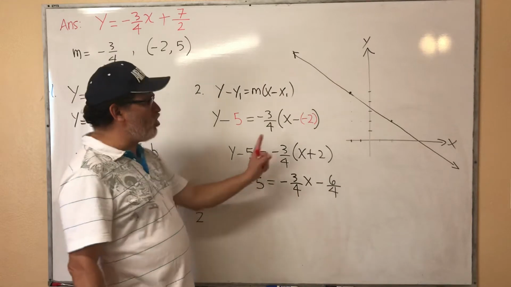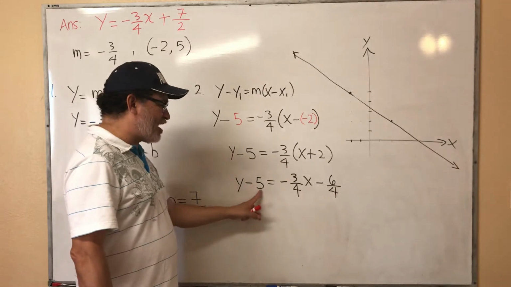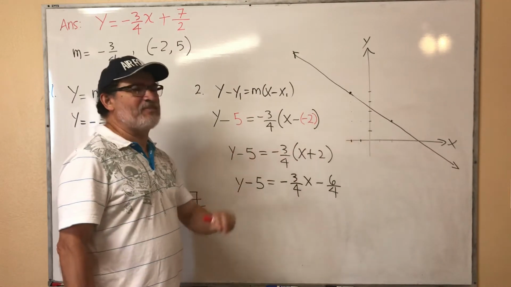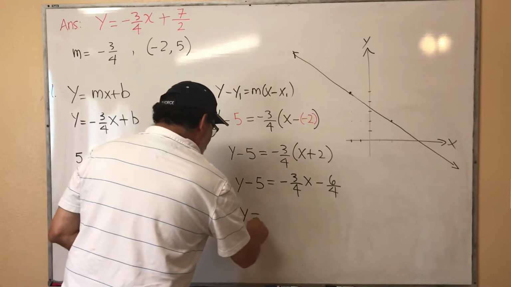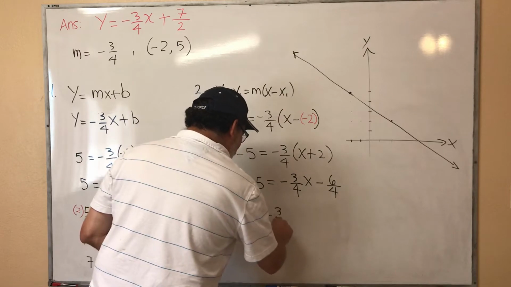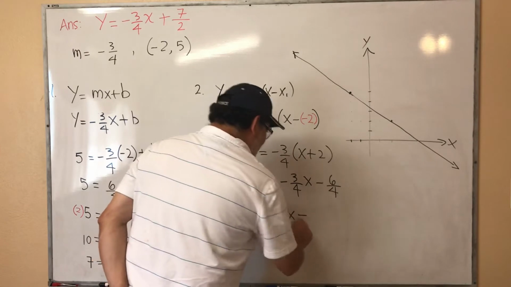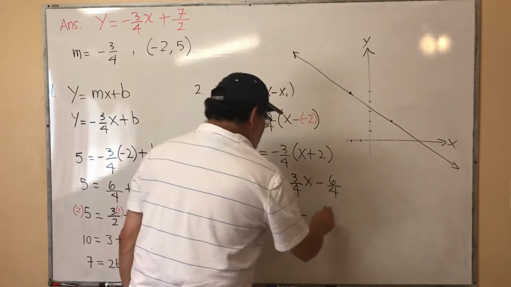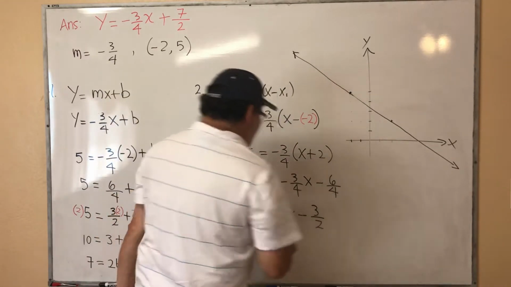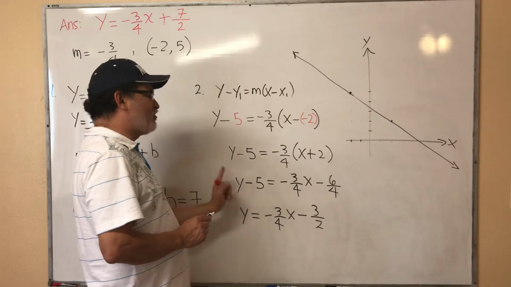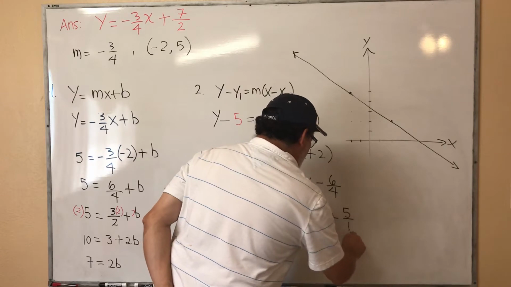Now I'm going to bring this over to the right, and I'm going to simplify that. Note this is minus 5. When you bring it to the right, it becomes positive 5. So y equals negative 3/4 x. And I'm going to simplify that. Minus, I know 2 goes into 6 3 times. And 2 goes into 4 twice. And now I'm going to bring this negative 5 to the right. And it becomes positive 5/1.